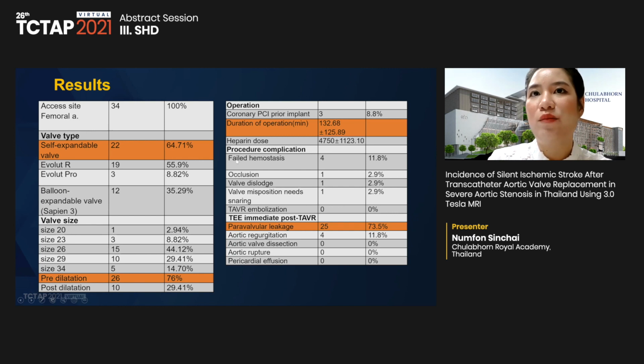For complications, we found failed hemostasis in 4 patients, and 1 patient each had occlusion, valve dislodgement, and valve malposition. Immediately after TAVI, we used TEE to evaluate. We found paravalvular leakage in 23%, and aortic regurgitation in 4 patients.